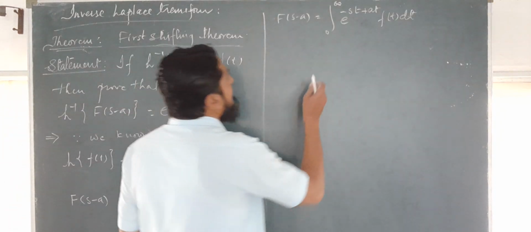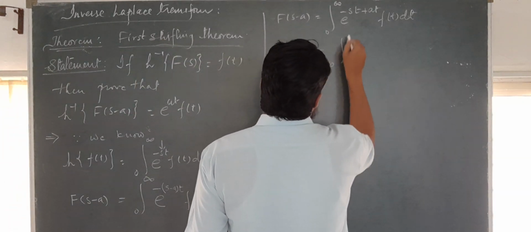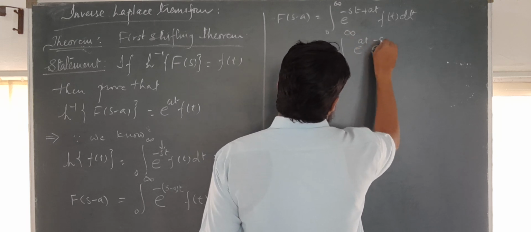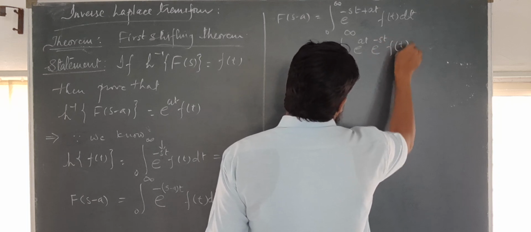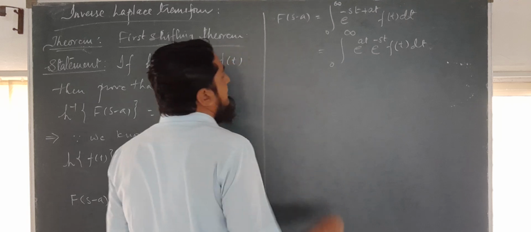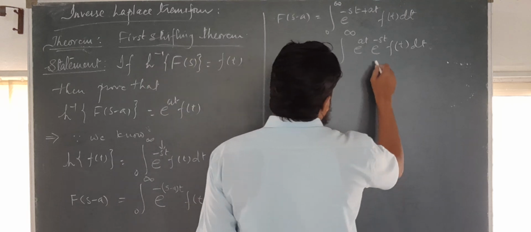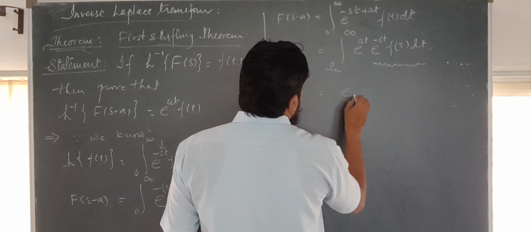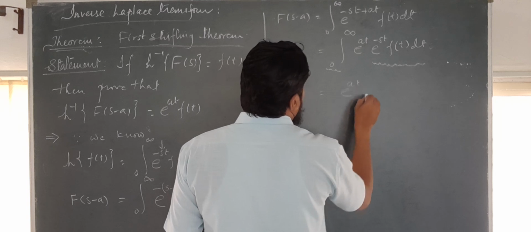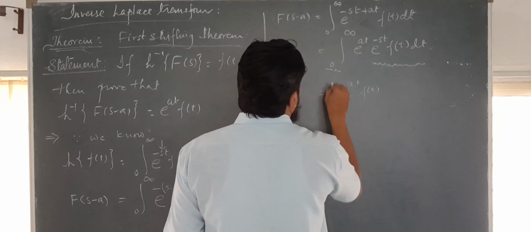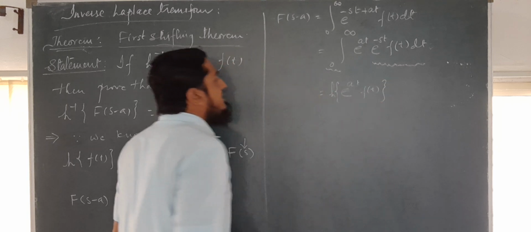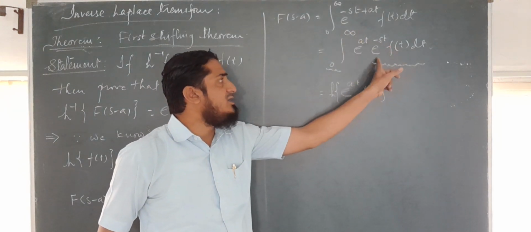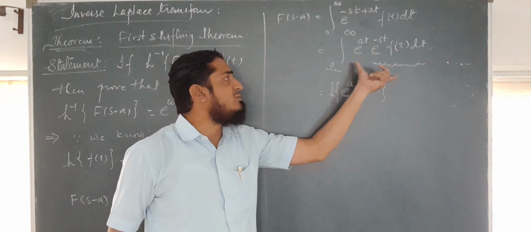Now if we write this equation as e raised to at, e raised to minus st f of t dt, and since we know that integration from 0 to infinity e raised to minus st f of t dt, we can write it as e raised to at, Laplace transform of e raised to at f of t, because integration from 0 to infinity e raised to minus st f of t dt is the Laplace transform of f of t.